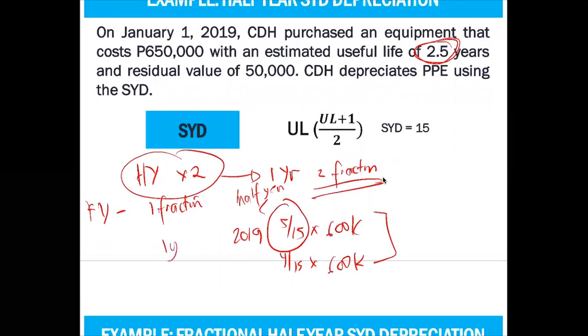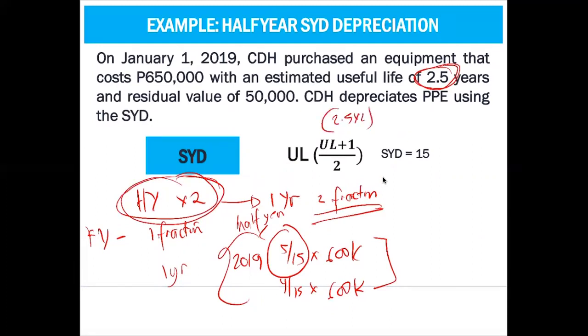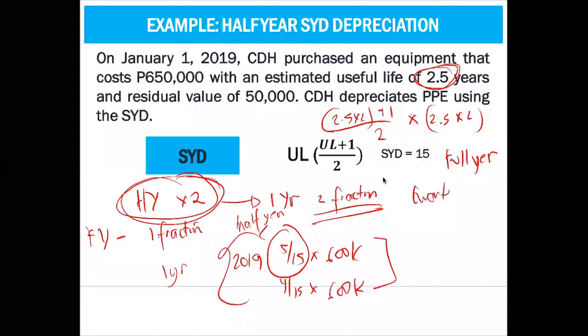So to get 1 year, edi 2 fractions. So ano ang gagawin natin pagka half year yan? Pag half year yan, you multiply it by 2. So 2.5 times 2, that's the useful life, over plus 1 divided by 2 multiplied by 2.5 times 2. So gagawin mong full year yan. Full year yan. Okay? Sir, paano naman pagka quarter yung buhay ng asset?